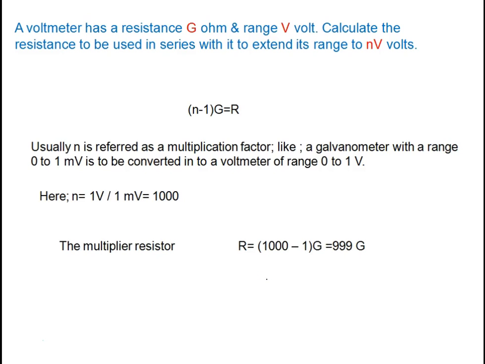Now, usually you should know it. N is referred to as the multiplication factor. Like a galvanometer with a range of 0 to 1 millivolt is to be converted into a voltmeter of range 0 to 1 volt. Then what is N? N can be written as 1 volt by 1 millivolt. You will get 1000. So what is the multiplier resistance? Directly you will say N minus 1 into G. So this is a shortcut to solve the numericals. Otherwise, definitely we will solve the numericals by the long method also. And at that time I will discuss this method also.